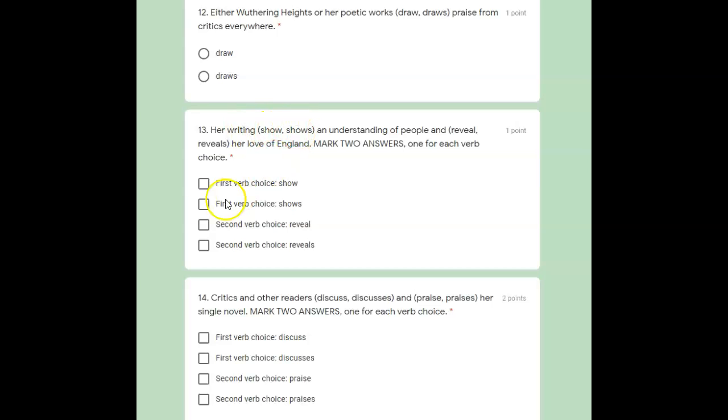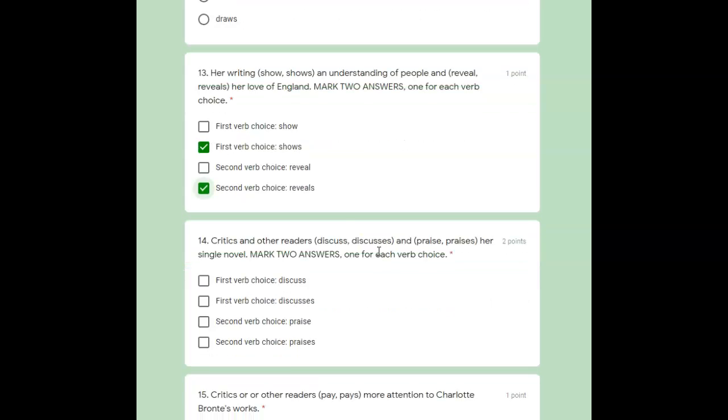Writing shows. Now the rule for two verbs, if one verb ends with an S, your other one should also. So her writing shows an understanding of people, and reveals. Shows ends with an S, reveals should be your other choice because they both need to have the same ending. Okay, so please take your time here with 8.5.